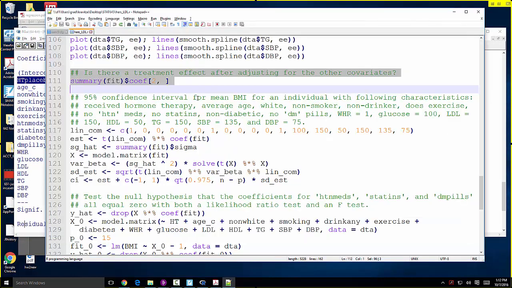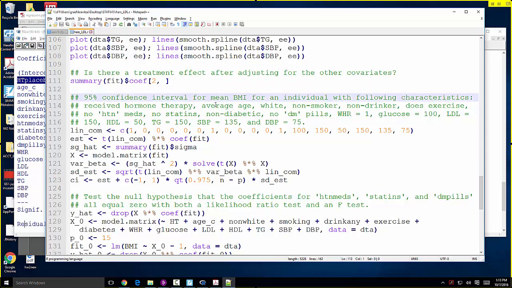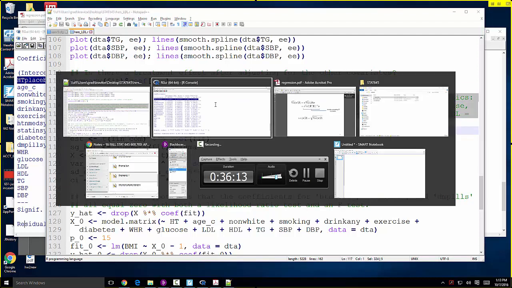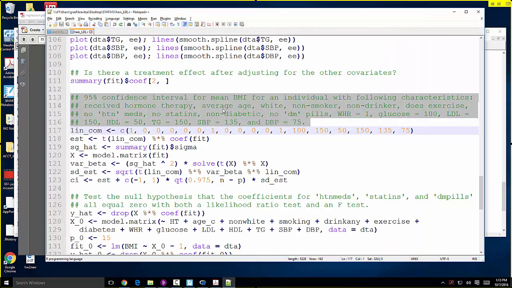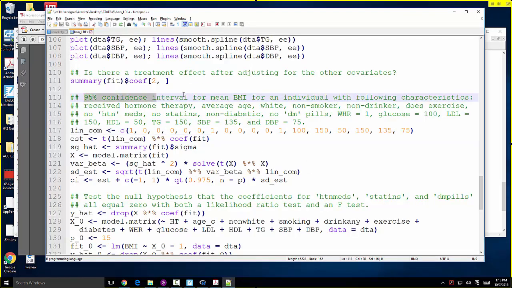Before I run out of time, let me just show you the code I have in here. I have a couple of examples. One is a confidence interval for a linear combination of the betas. What I'm doing specifically is, let's compute a 95% confidence interval for the mean response for an individual with a specified set of characteristics.